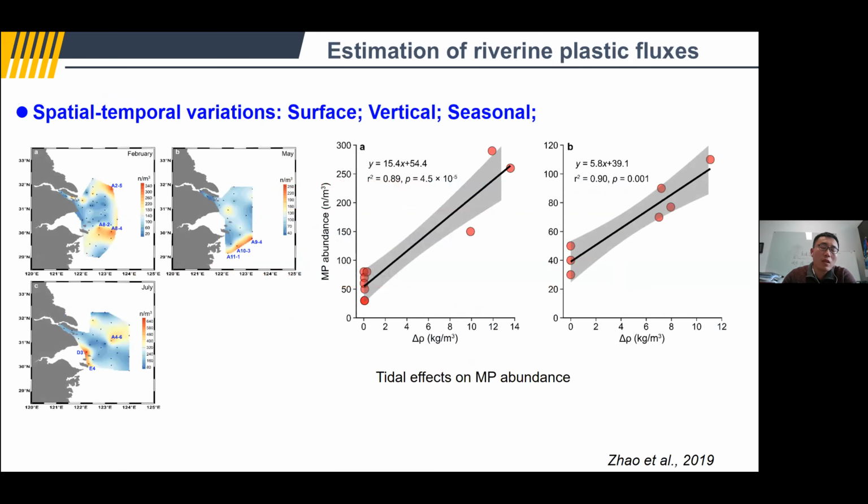One thing to notice is the spatial and temporal variation of microplastics in rivers. Taking a study in the Yangtze River estuary as an example, we can clearly see the spatial variations, both within a season in the Yangtze estuary and across different seasons. And on the right figure, you can see the vertical distribution of microplastic abundance, which was affected by the tides. Actually, the water density indicates the tidal effects on the microplastic abundance.